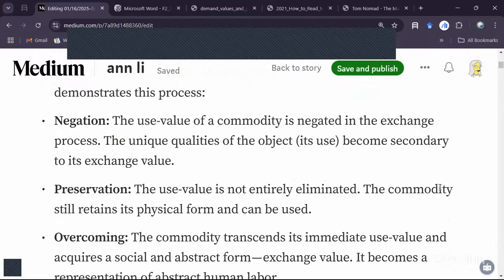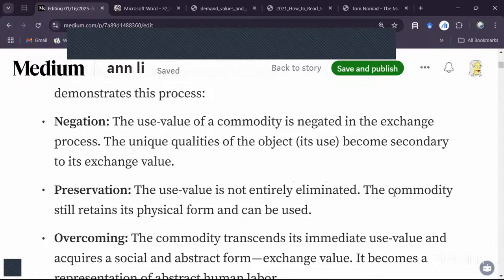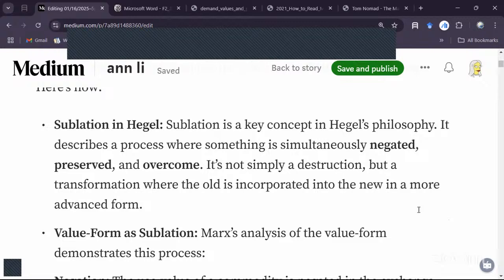Negation: the use value of a commodity is negated in the exchange process. Now, remember, this is what we've been talking about, that reliance on the exchange process is a way in which we can talk about value of the commodity and value formation and the commodity form of money and all those sorts of things, that the exchange process is connected to this negation process. Because if you negate something, as pointed out prior, it is simultaneously negated, preserved, and overcome. So you still have something there.